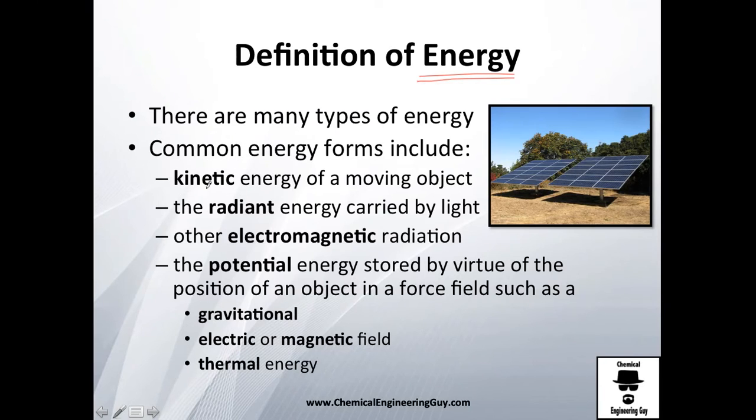Common content energies are kinetic energy, which is an object moving; radiant energy, which is carried by light. You know that light has photons and all that energy. Then also electromagnetic radiation, which probably you've seen before. Those are like waves, and they carry energies. Then potential energy, which is stored by virtue of the position of an object in a force field, such as gravitational, which will be the typical potential energy we calculate, and potential energy is mass, gravity, and change in height.